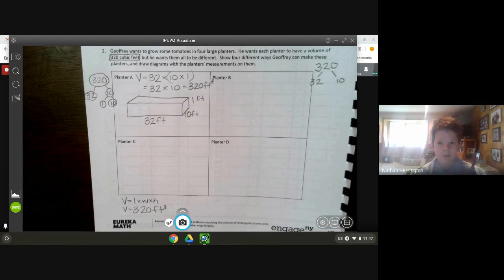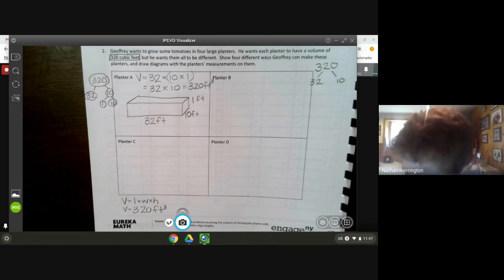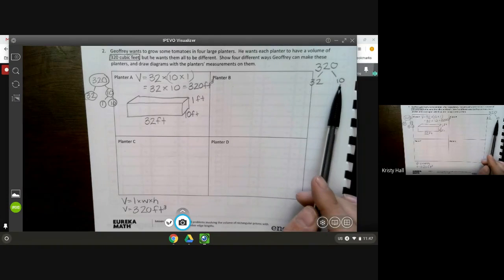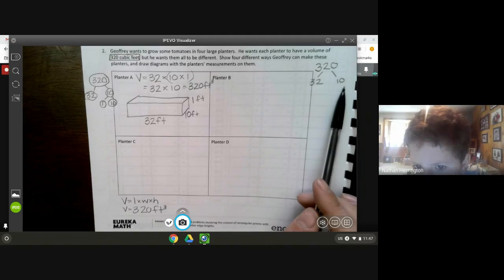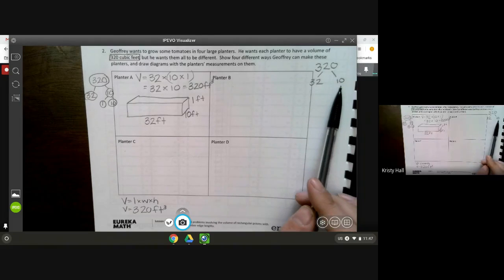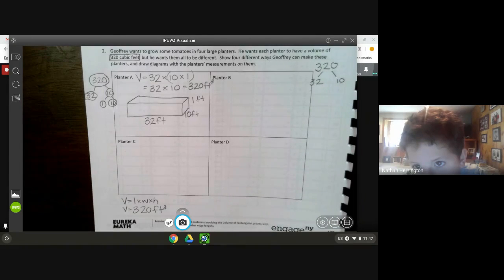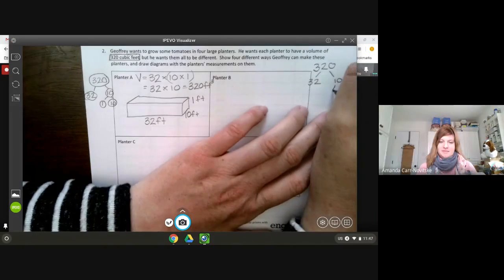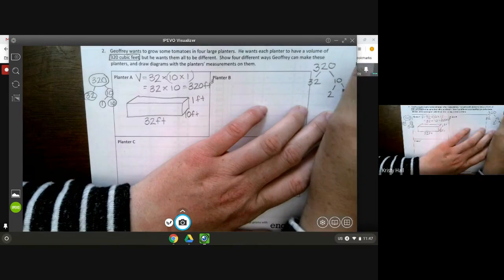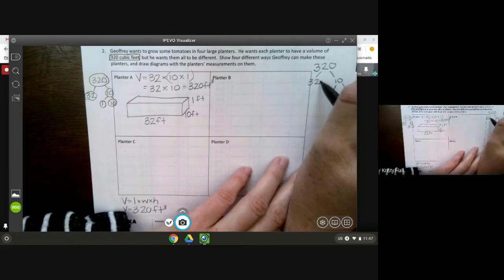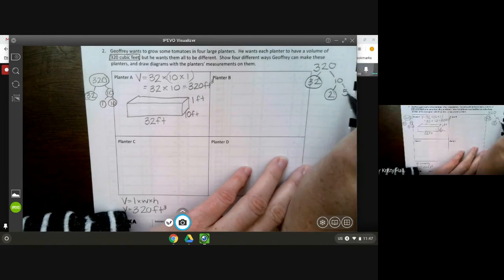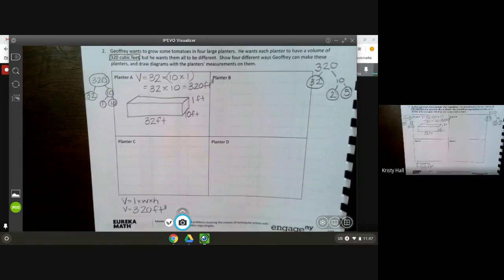I'm asking, how can I multiply to get 10? What are two numbers we can multiply to get 10? Yeah, 2 times 5. Perfect, good job. So for this planter, I would be using 32, 2, and 5.